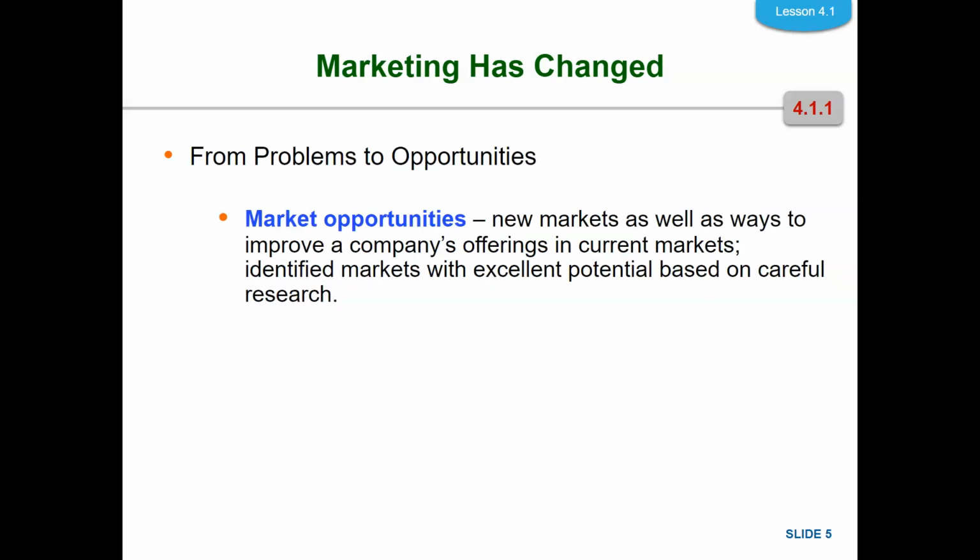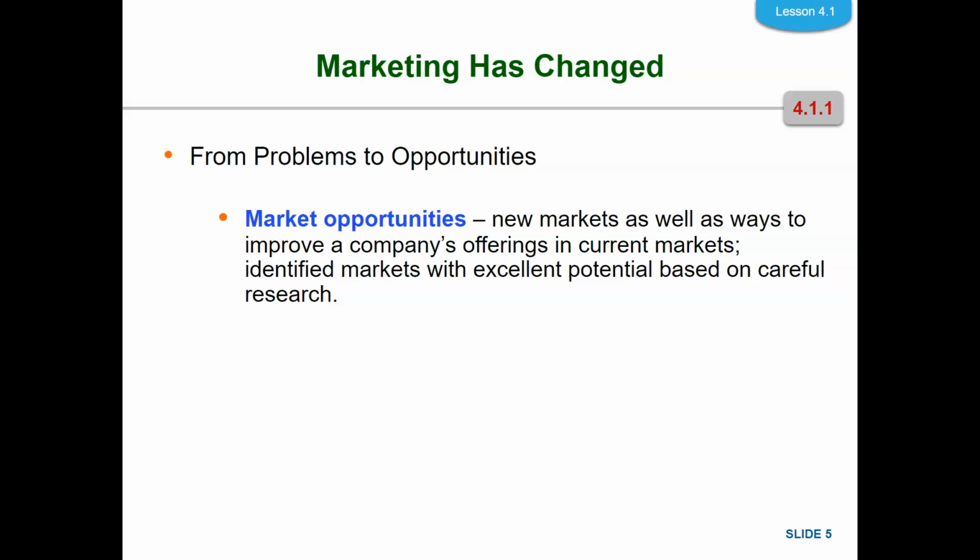And now another part of how marketing has changed from the past, we went from problems to opportunities. What they mean by that is, if we go back to those same caveman days, they were basically just trying to stay alive, not get eaten by wild animals, find food that didn't kill them, like poisonous mushrooms and that sort of thing. So they were just trying to figure out solutions to problems. Now it's all about opportunities and maximizing opportunities.